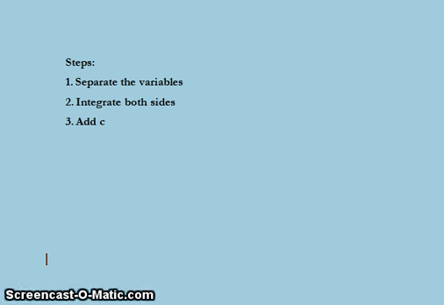Next, we are going to discuss the steps involved in finding the solution to a differential equation in which the variables are separable. The first step is to separate the variables, that is the x and y terms, then integrate both sides, and finally add a constant to the integrated terms. Finally, we are going to discuss a problem based on these steps for a differential equation where the variables are separable.